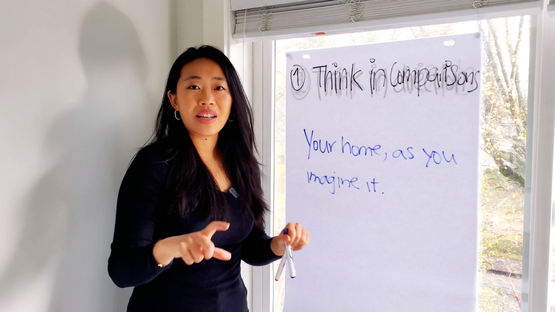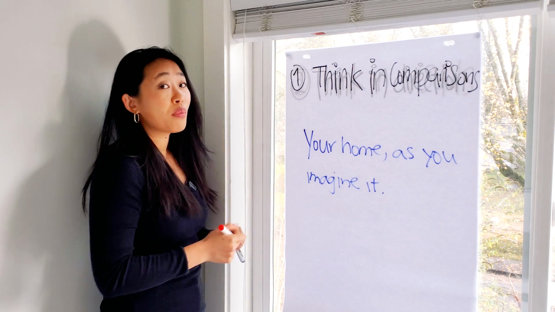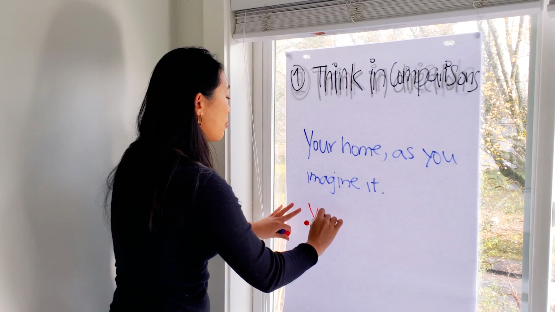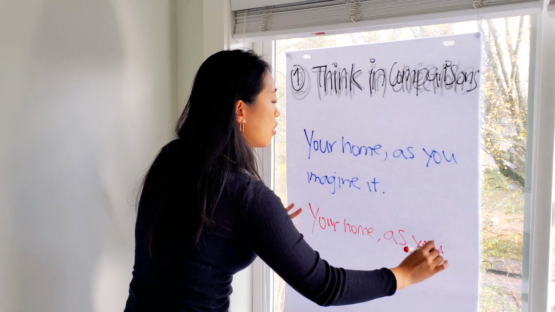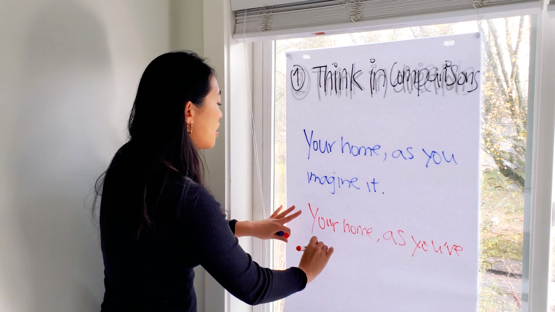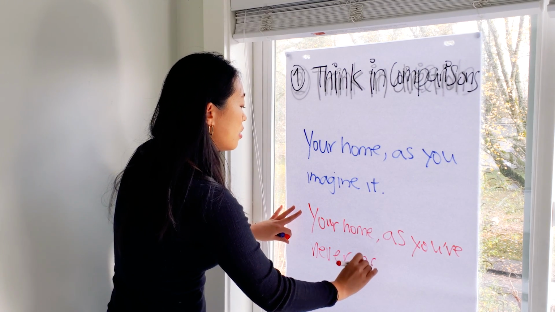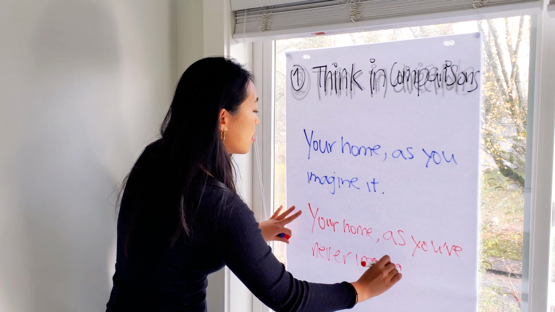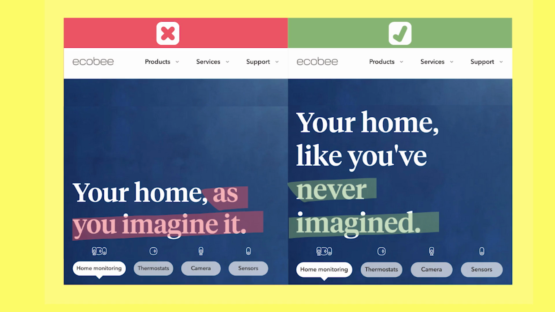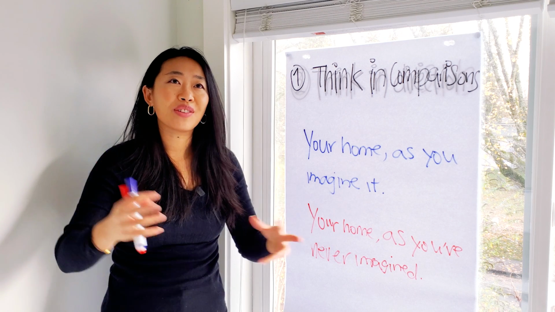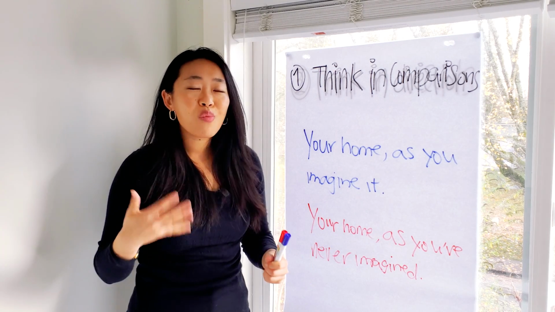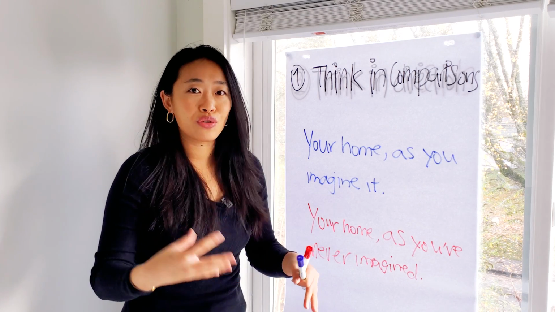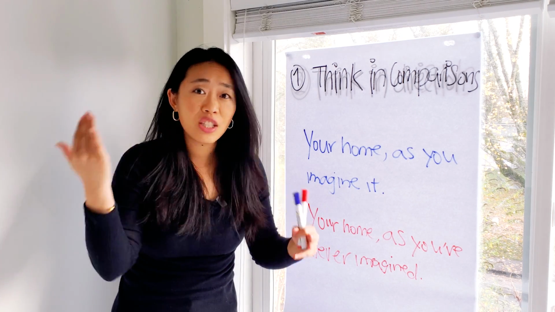But if you want to inject some emotions into that, you probably want to say something like, "Your home as you've never imagined." Your home as you've never imagined. Now that gives you a different visualization in your mind, right? Now you're curious. What is possible, right? You start to feel these emotions of, I wonder what is possible. And that brings you into a story, and that primes you to continue reading on their website.